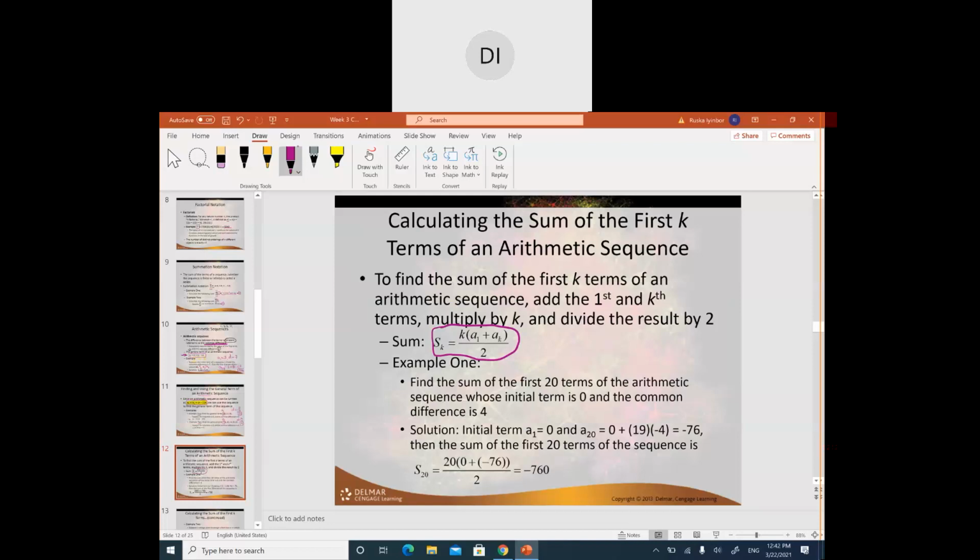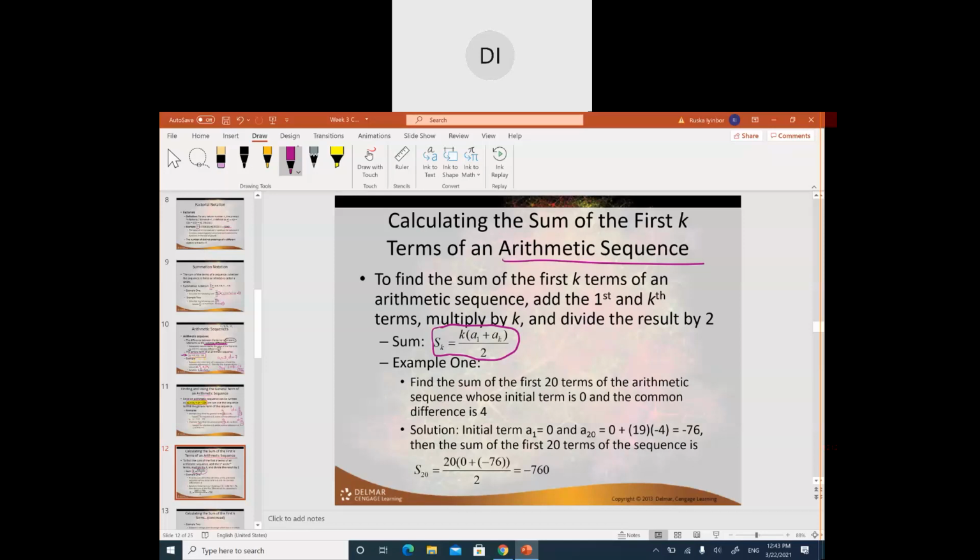So, calculate the sum of the first k or whatever number of terms you want to find in an arithmetic sequence. We're talking about arithmetic sequences again. So this is the formula: you need to find the first term, find the last term, add them, divide by 2 and multiply by k. So that's how you do it.